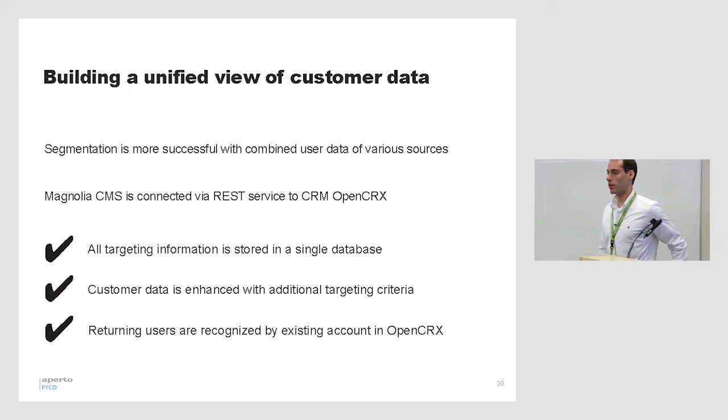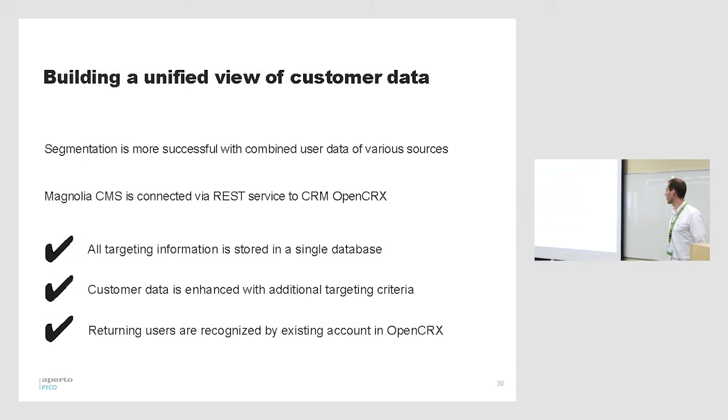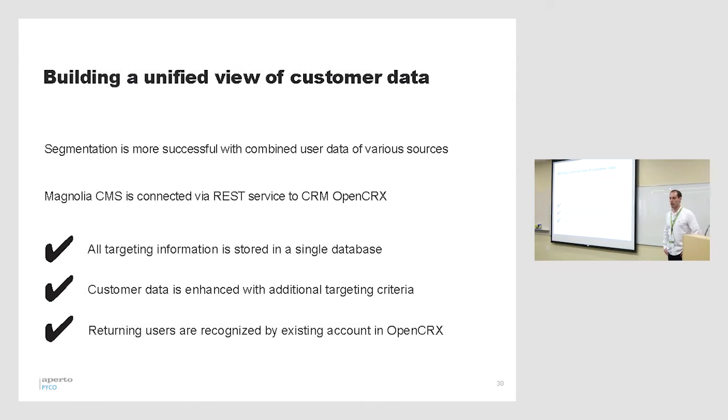What is the advantage of using a CRM and combining all this information? We can store it in a single database, and we know that there's a user coming back because we already have created an account for this user in our CRM. So whenever a user first logs in via Facebook to our page, we automatically create an account in our CRM, and then we can combine all information in the CRM. So we put the social media interest, our browsing behavior, everything into the CRM, and then Magnolia is fetching all this combined data to deliver the targeted content.